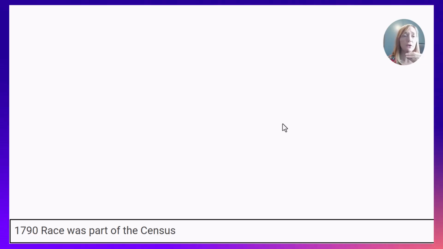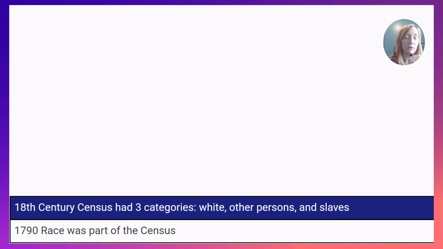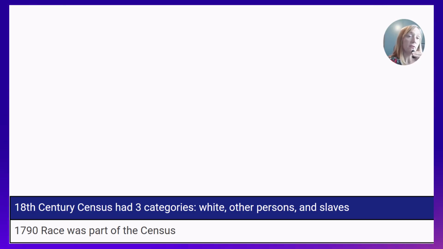What I want to share with you first is the idea that in 1790, race was part of the census for the first time. This idea that we're going to start categorizing people based on the color of their skin. Shortly after that, in the 18th century, we had three categories. There was white, other persons, and slaves. And other persons really was anybody who was Native American, although at that time period, they would have been referred to as Indians, or maybe free slaves, things of that nature.